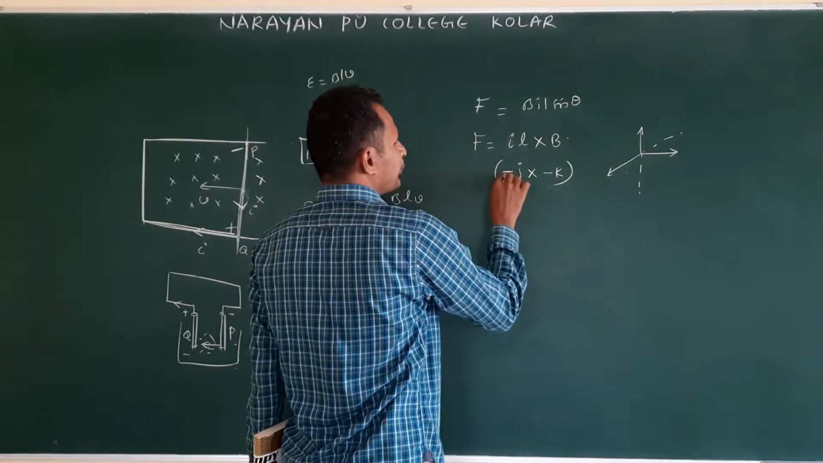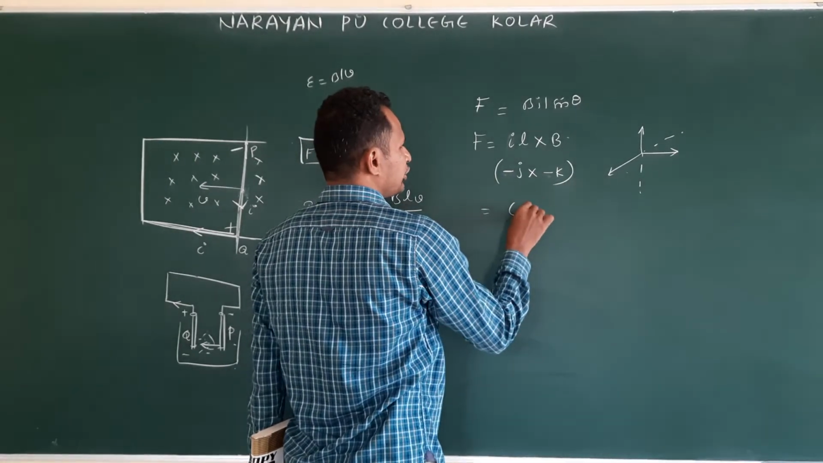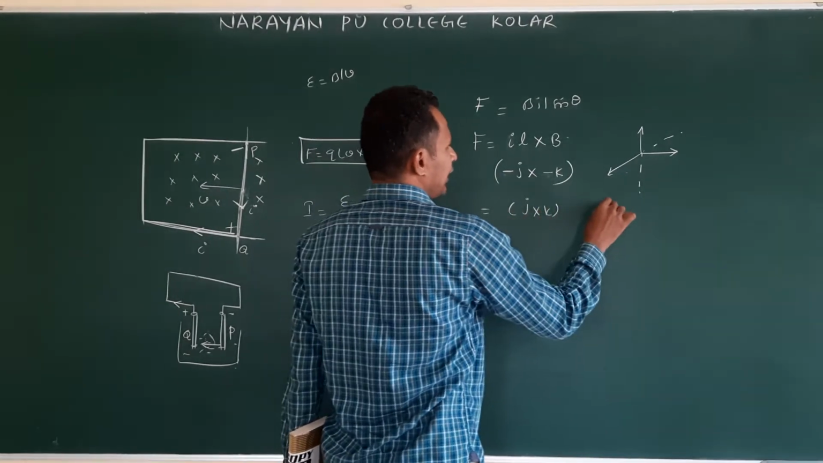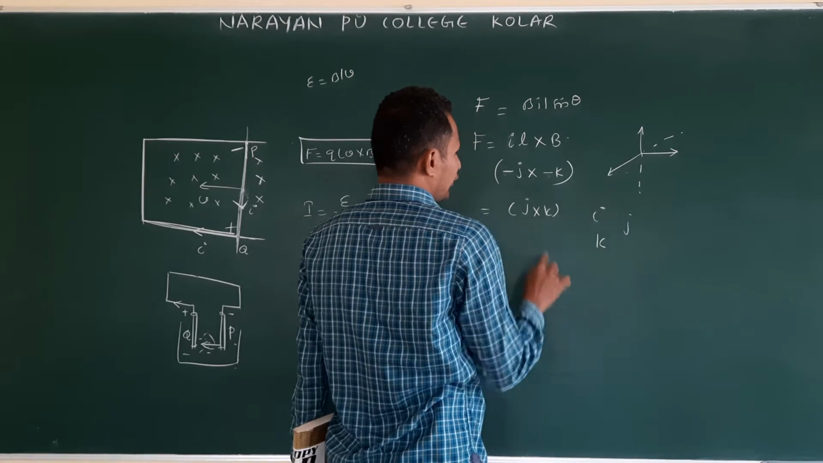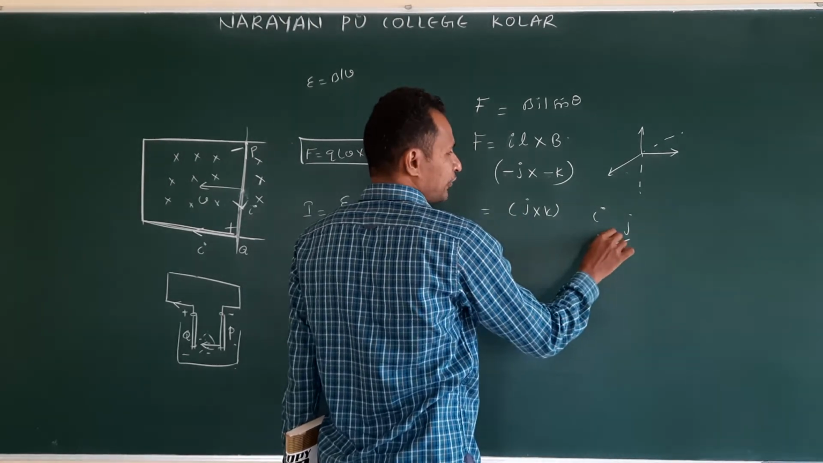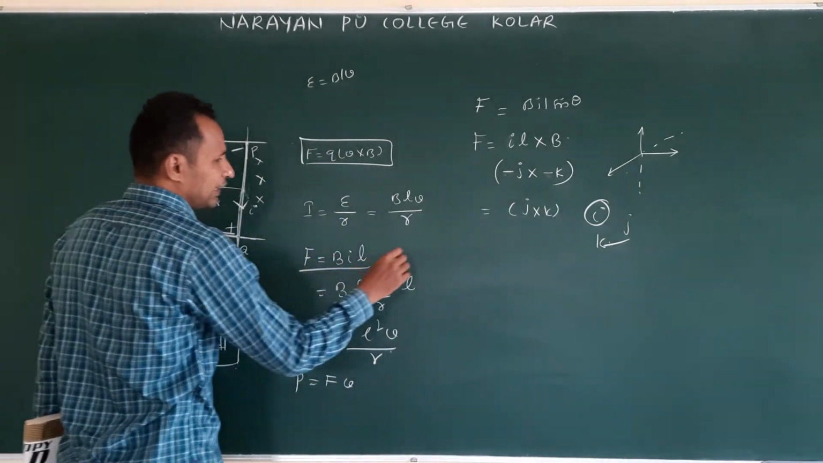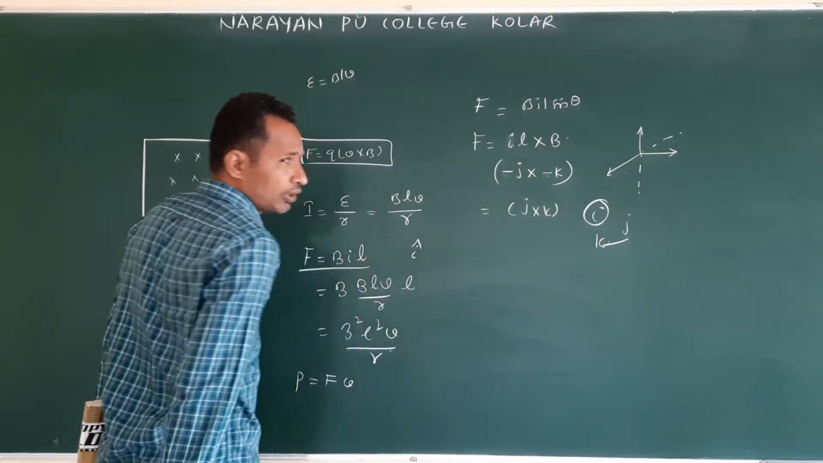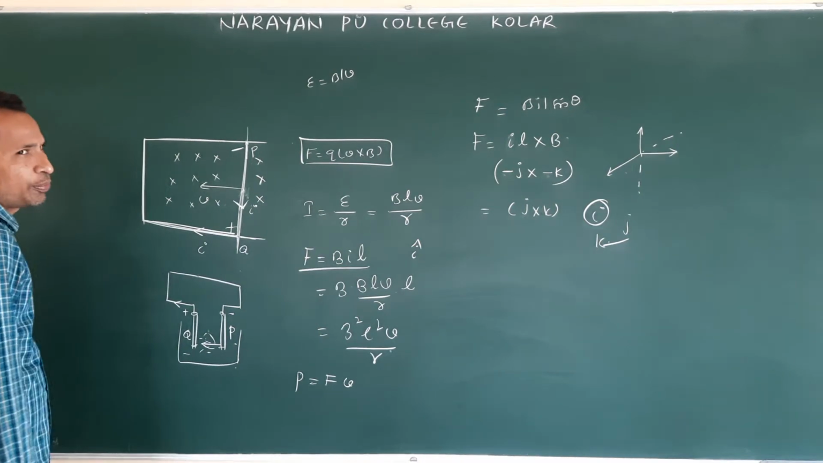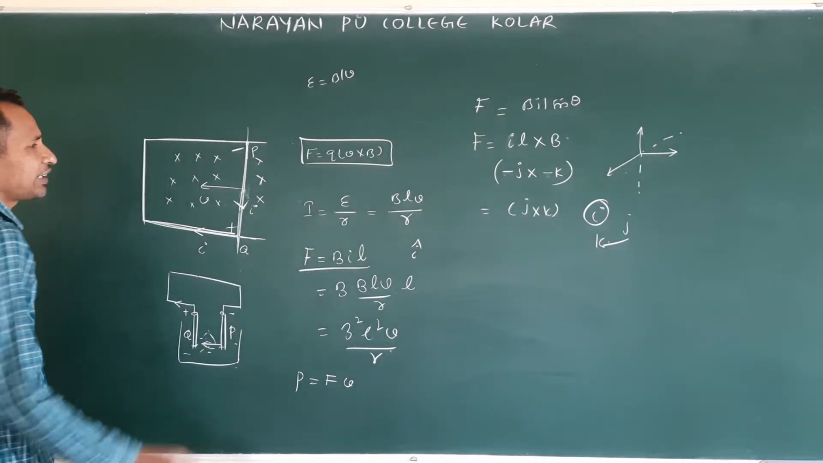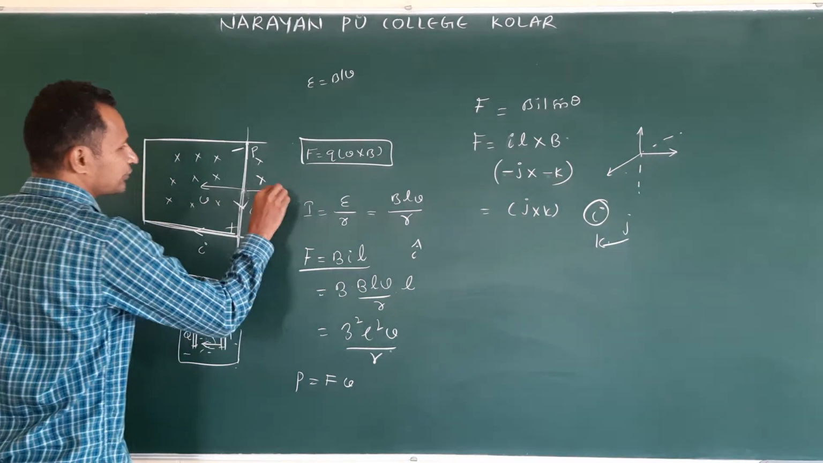So this minus into minus plus, j cross k, then i j k. We are doing j cross k. Then if you do the cross product, what do we get? i. So this force acts along i cap. What does i cap represent? The positive x axis. So the force will act in this direction.